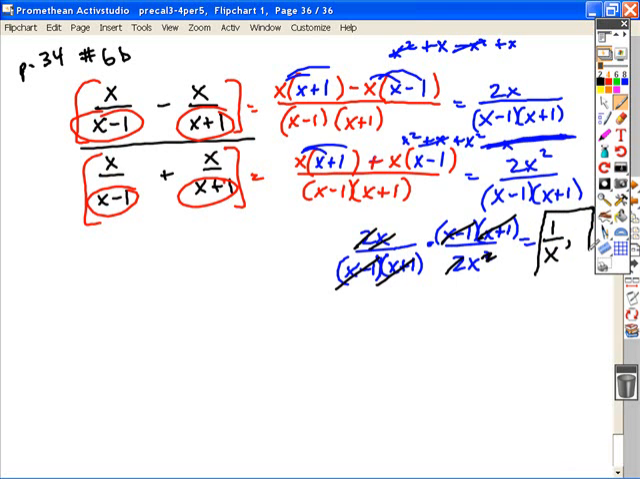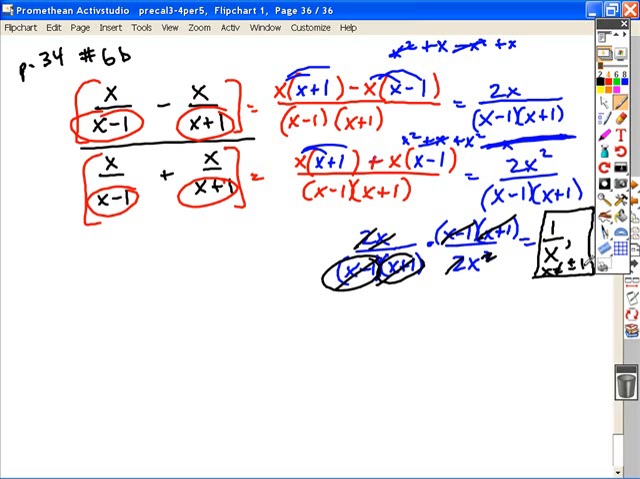Now what values do we have to restrict from this? We canceled out a factor of x minus 1 and x plus 1, so x cannot equal plus or minus 1. Okay, so that would be your simplified form with the correct restrictions.